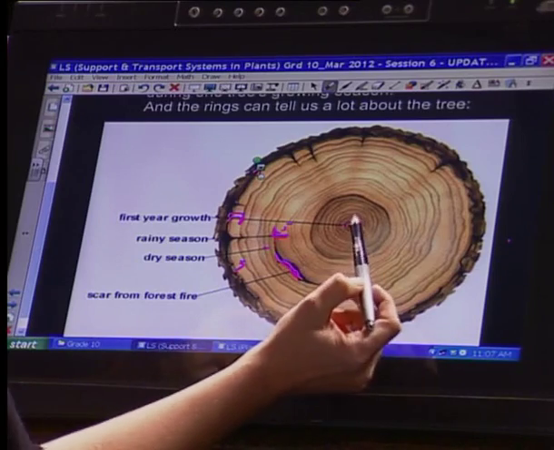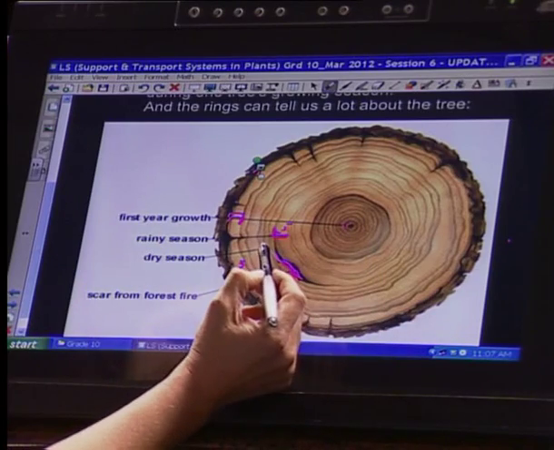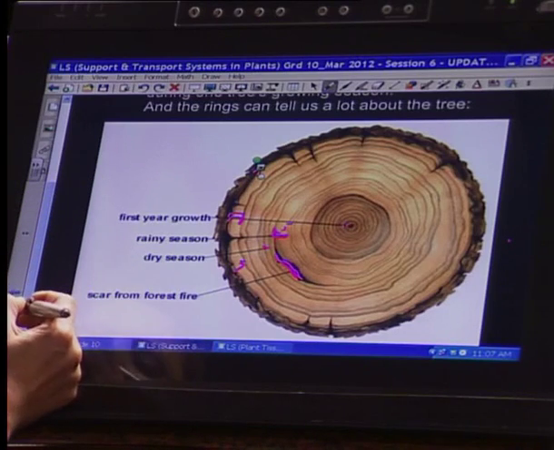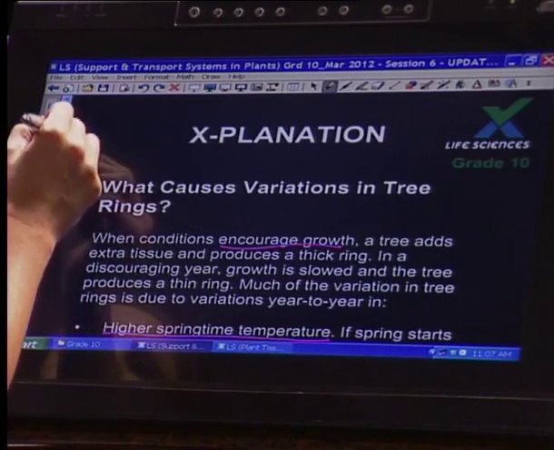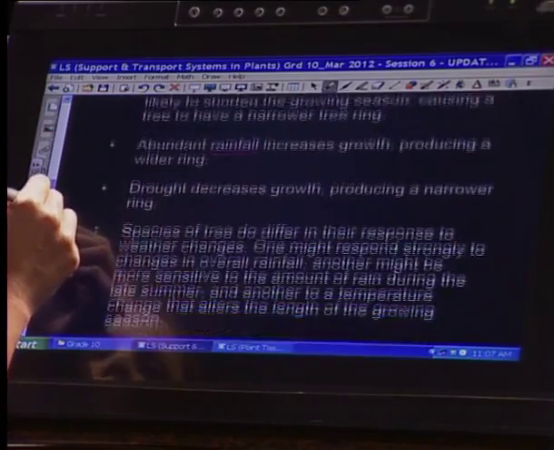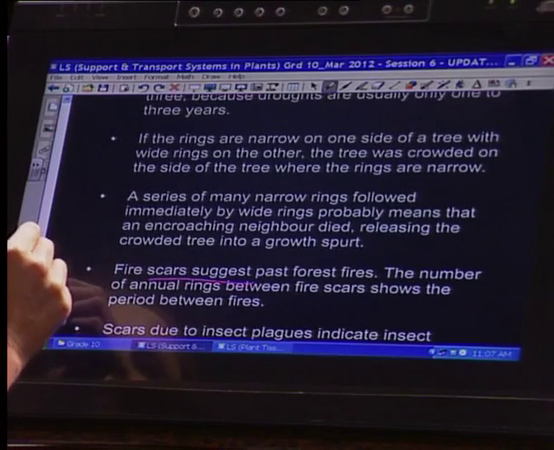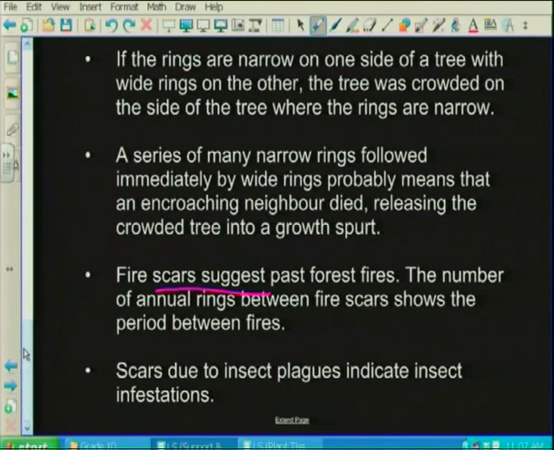And also here you can see this was a very drought year. There wasn't lots of water, so the tree didn't grow as much. And then you will also get scars that are due to insect plagues, and you can see that in that year there was a plague of insects.